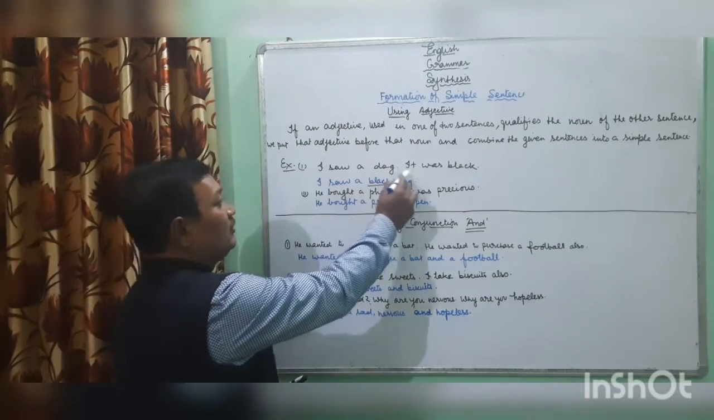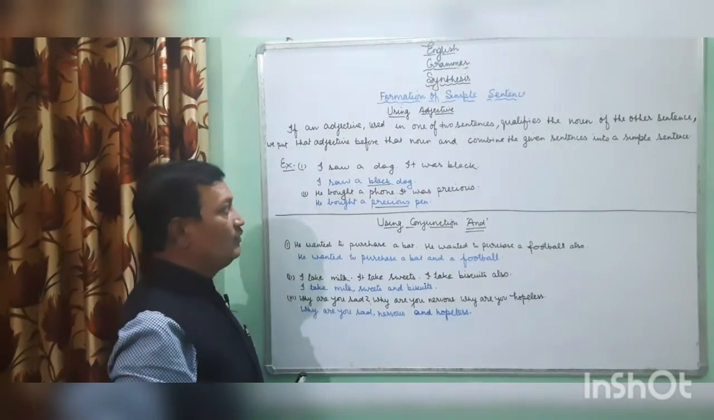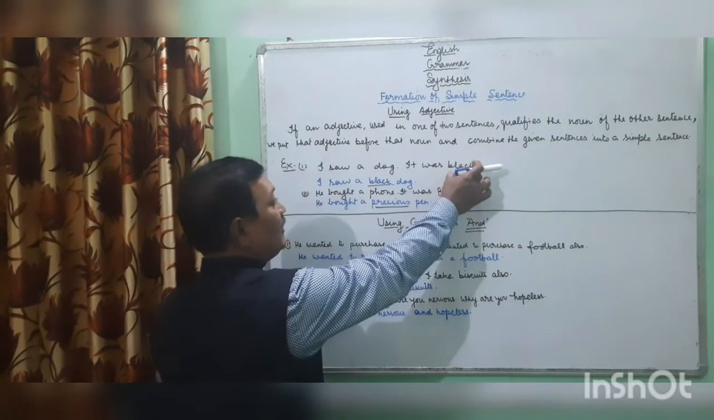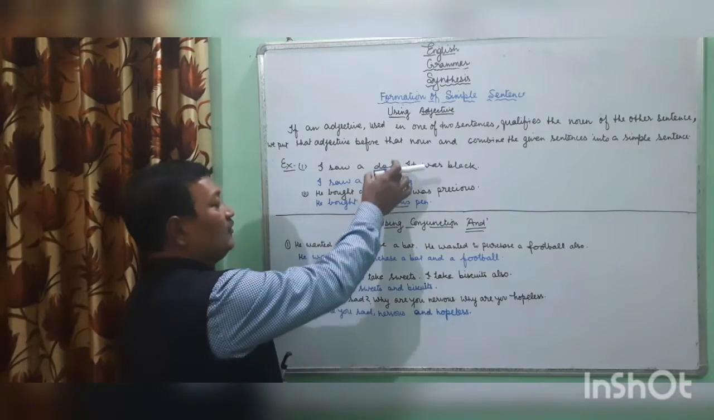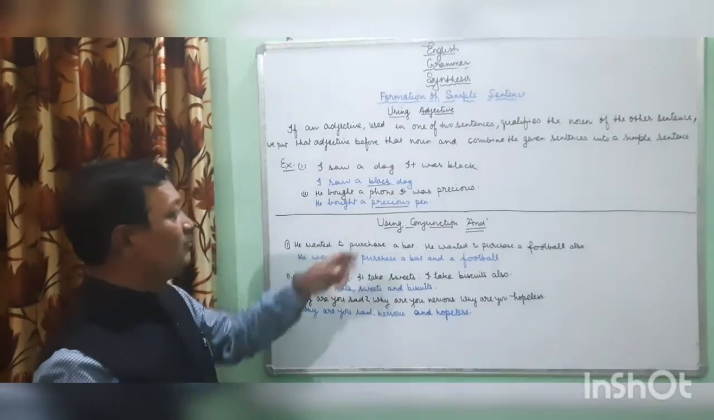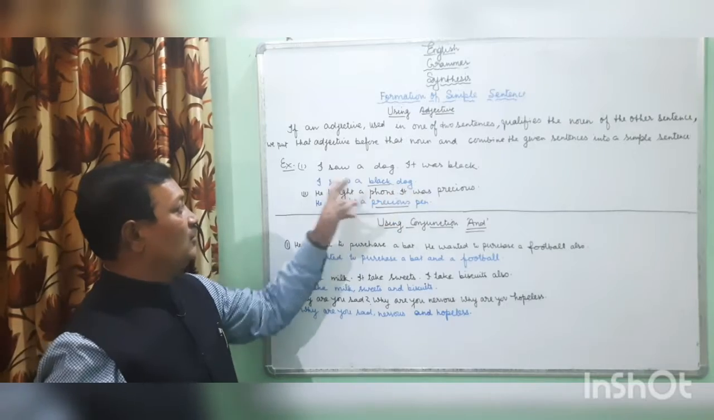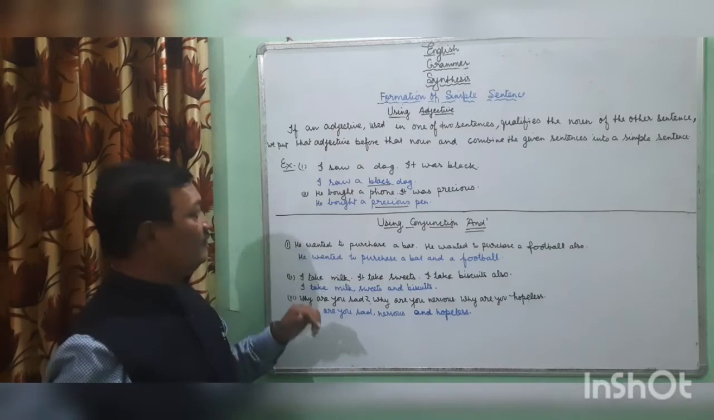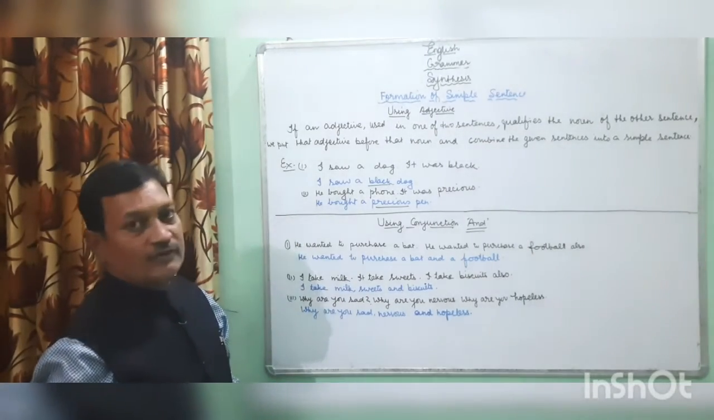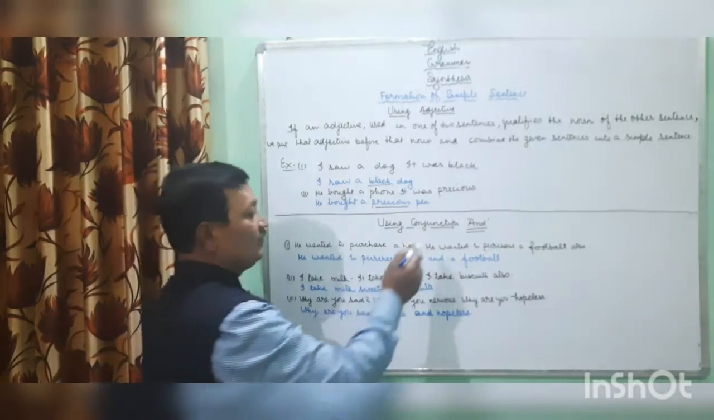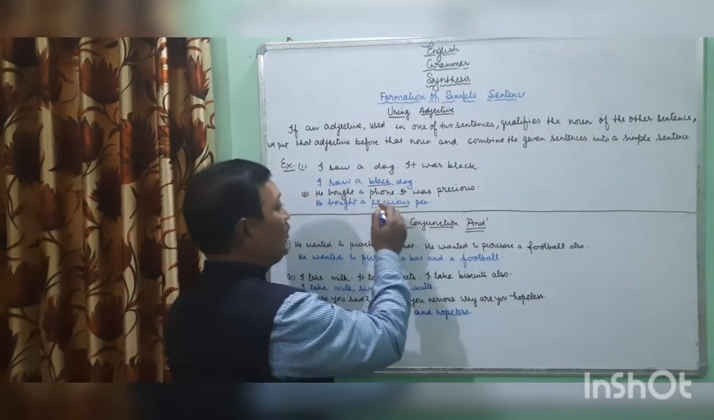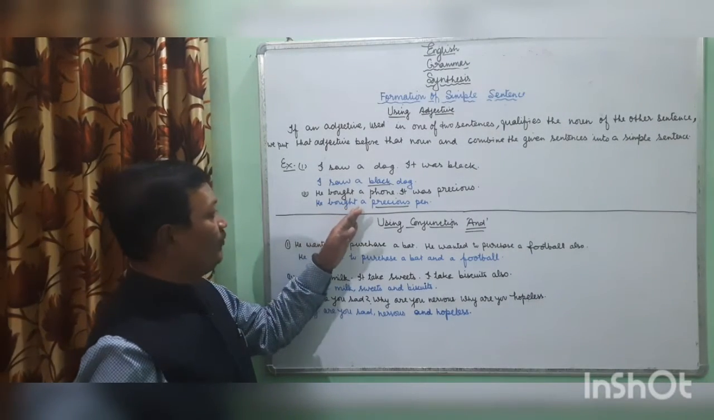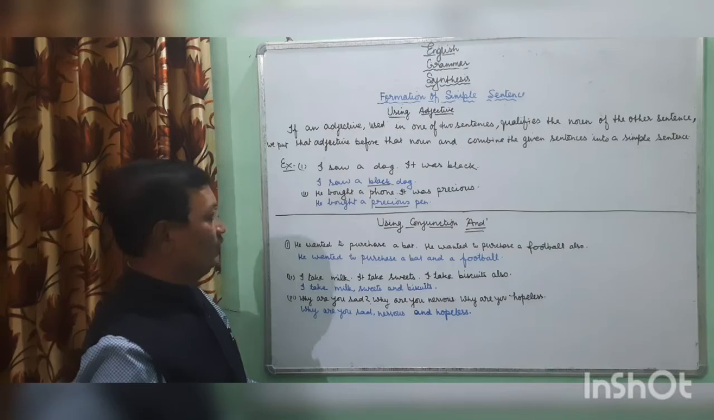I saw a dog, it was black. Students, you can see here the second sentence has the adjective black that qualifies the noun dog. So we'll put it before the word dog. I saw a black dog. Okay, let's see the second sentence. He bought a phone. It was precious. Here the second sentence has an adjective, precious, that qualifies the noun phone. Okay. So, he bought a precious phone.